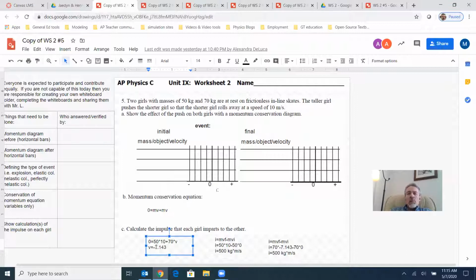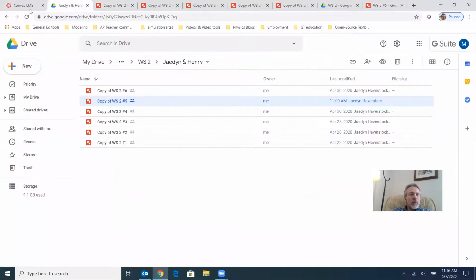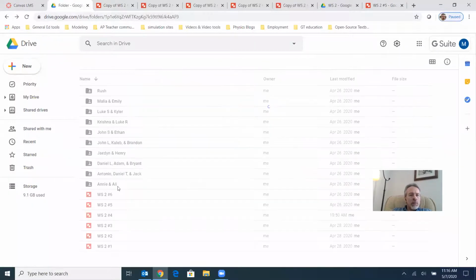Try to be a little bit more descriptive on the AP test on Monday, though, if they ask you something like this. Say something like she's moving at 7.143 meters per second in the opposite direction of the lighter, less massive girl. Any questions on this one? Okay, so the next one we're going to be looking at is number 6.